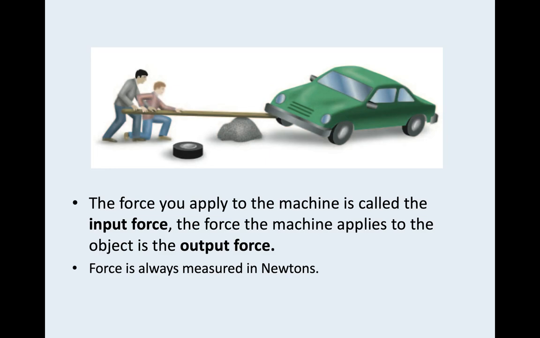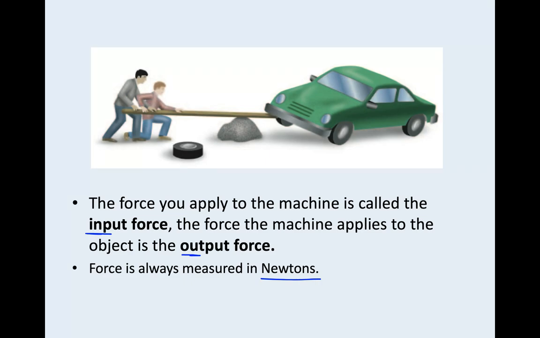So we're going to be talking a lot about forces today. Force and distance is the main thing. So the force you apply to the machine is the input force, because you are putting that force into the machine. And then the force the machine applies to the object is the output force. It is putting out that force. And force, as you may remember, is always measured in newtons. Right? If you thought of something, you'd name it after yourself too.